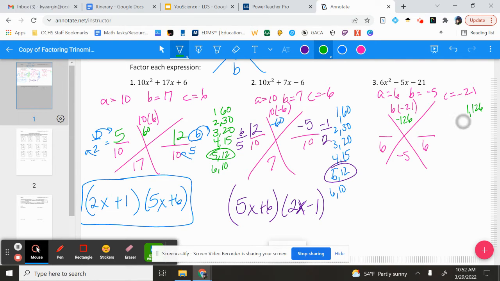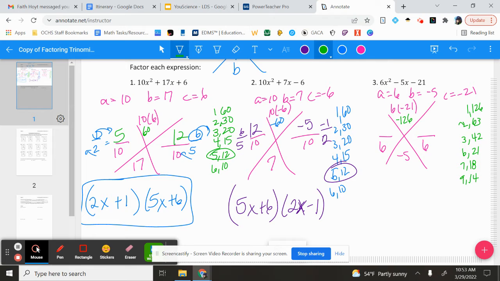We have 2 and 63, 3 and 42. 4 will not go evenly, 5 will not go evenly, 6 and 21. 7 will go, so 7 will go 18 times. 8 will not go evenly. 9 will go evenly. So that'll be 9 and 14.